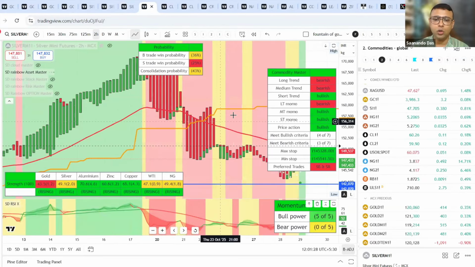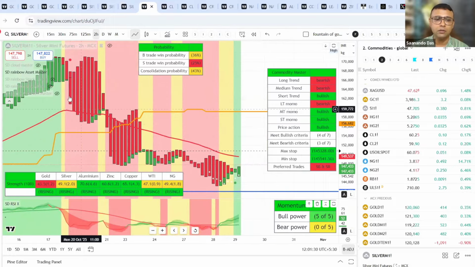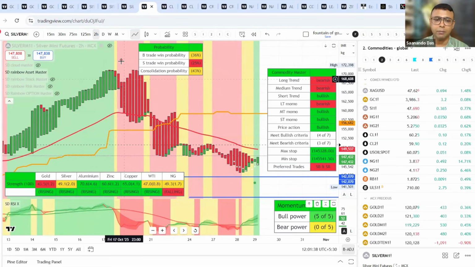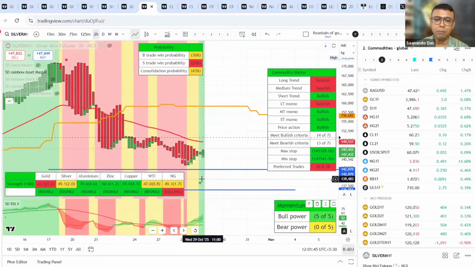If I look at the 2-hour chart of Silver Mini India, we got a buy signal. So the sell-off that was there started back on October 17. For the first time, I'm seeing a buying signal. That means selling pressure has reduced significantly.